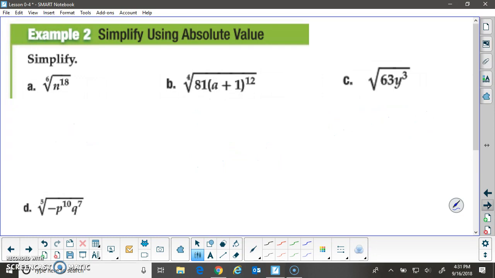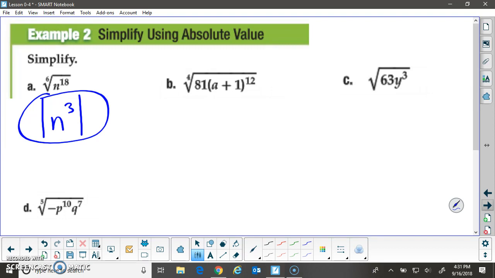Example 2, we're going to simplify using absolute values. And we're going to use variables on these. So on part A, we've got the 6th root of n to the 18th. Now anytime you got an even root, like we have in part A, and you end up getting an odd exponent. So on this example, 6 goes into 18 3 times, so our answer is going to be n to the third. But we need to have absolute values around that answer to ensure that it's positive. Again, we use absolute values anytime we have an even root, like the 6th root, and you end up getting an odd exponent like a 3.